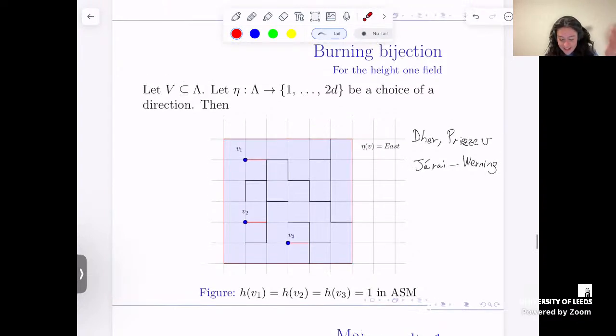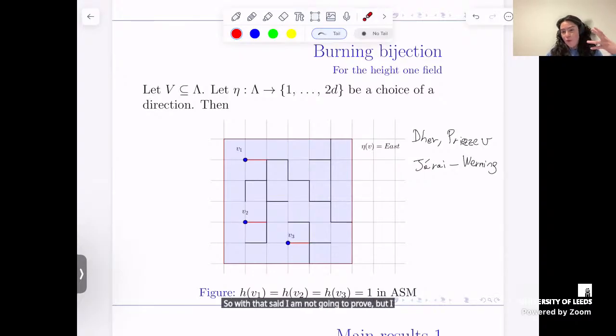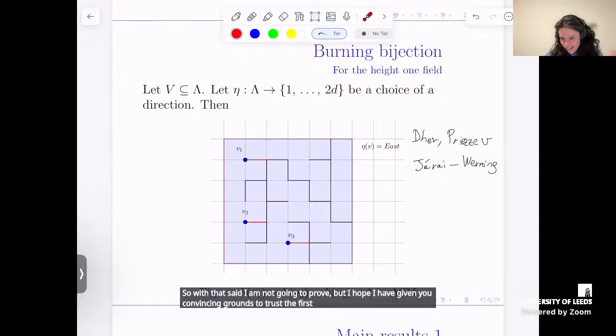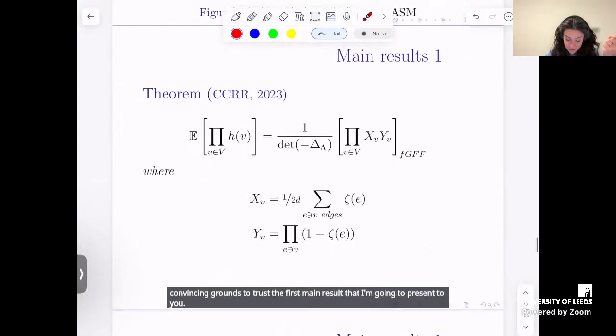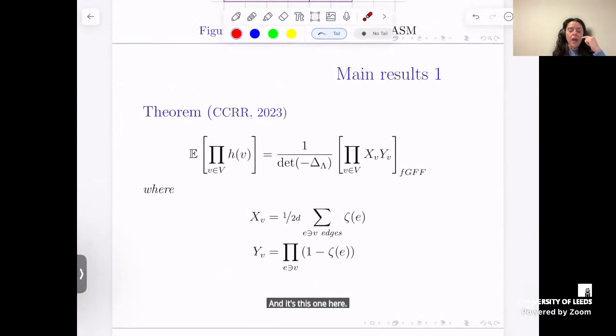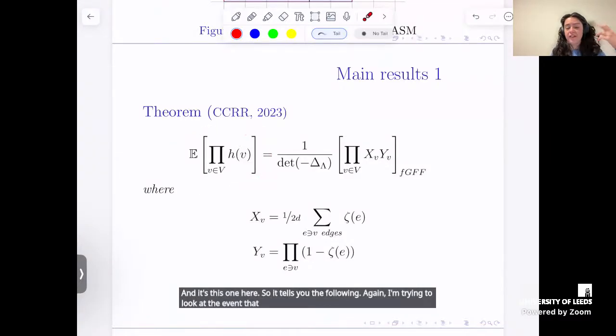So with that said, I am not going to prove it, but I hope I have given you convincing grounds to trust the first main result that I'm going to present to you. It's this one here. It tells you the following. Again, I'm trying to look at the event that there is a certain set of sites of Lambda. This set is called V, where I have height 1 for the ASM.